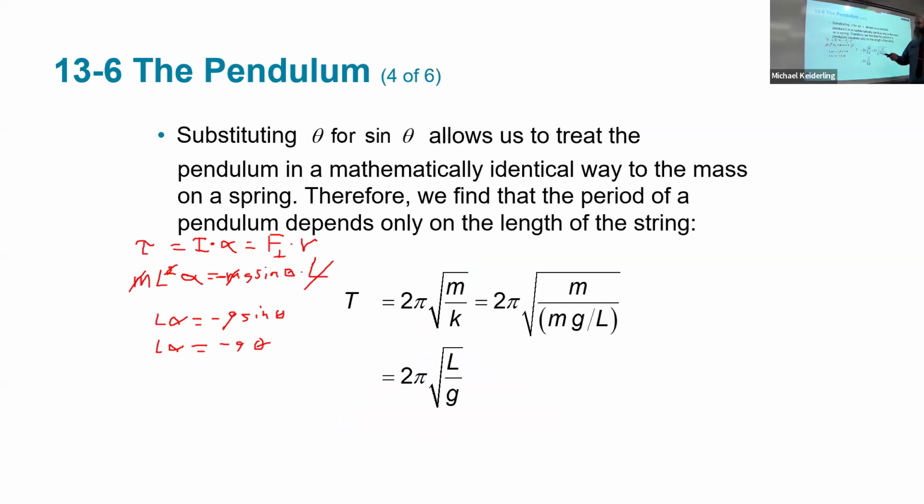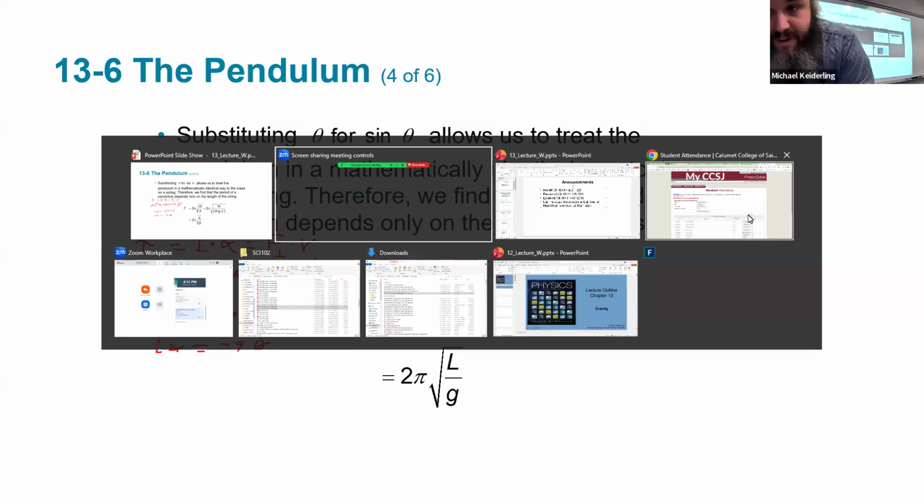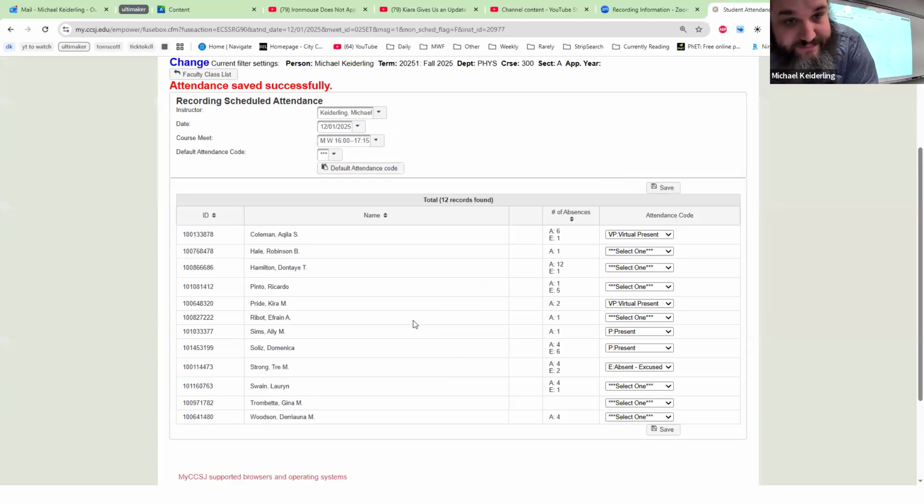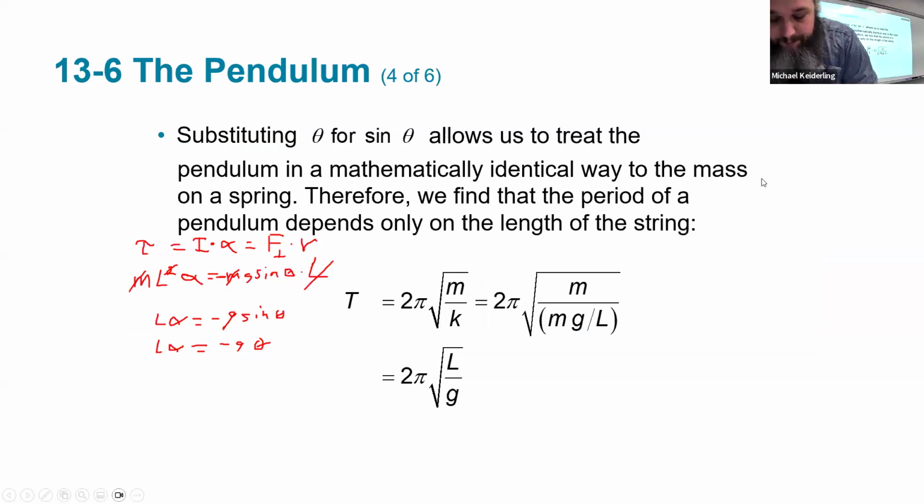So torque equals moment of inertia times alpha, which equals tangential force times radius. Right? Just making sure I'm not screwing anything up.